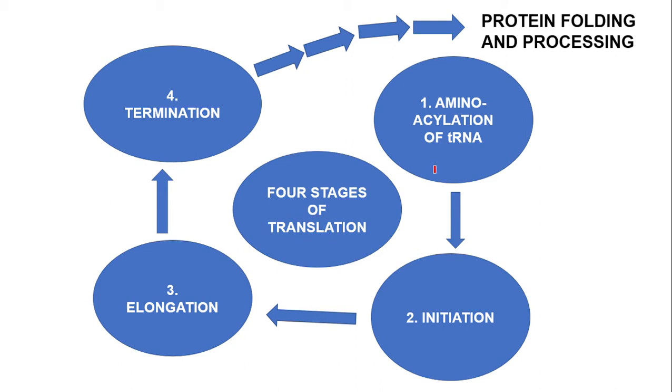First one is amino acylation of the tRNA. tRNA is coupled with amino acid. Second one is initiation of translation. Third one is elongation of the chain. And fourth one is termination.